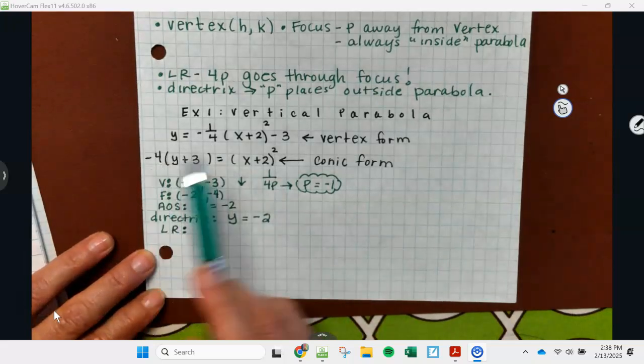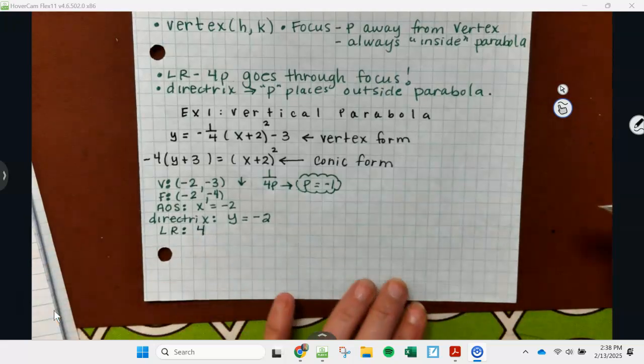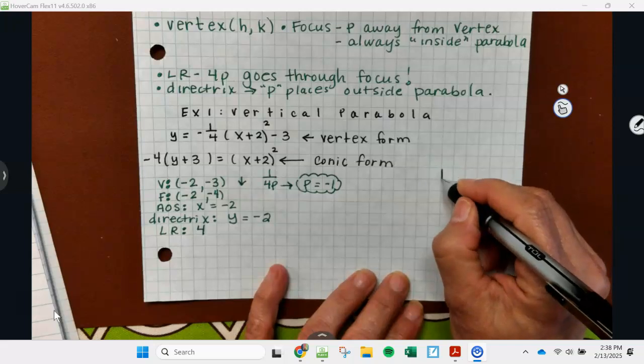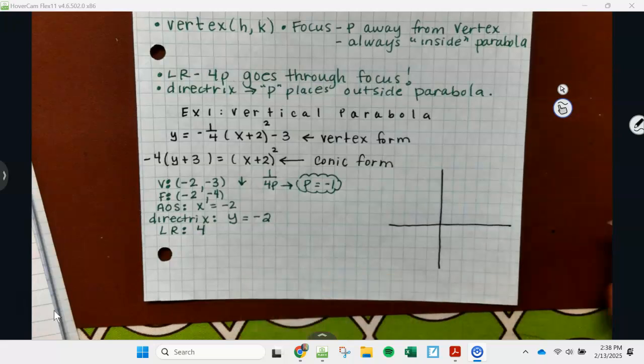The LR, so easy to find. It is just the denominator of the A value. But remember, it is positive because it measures a distance. All right, let's go ahead and sketch this.